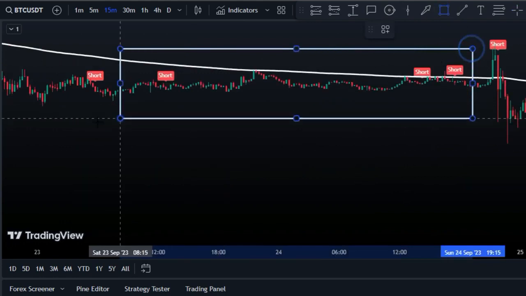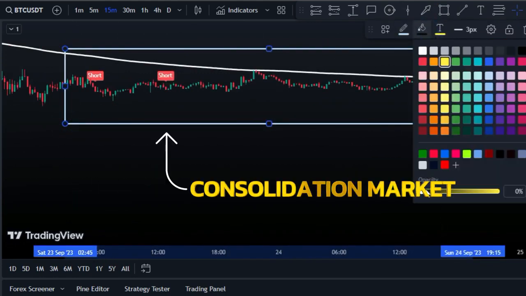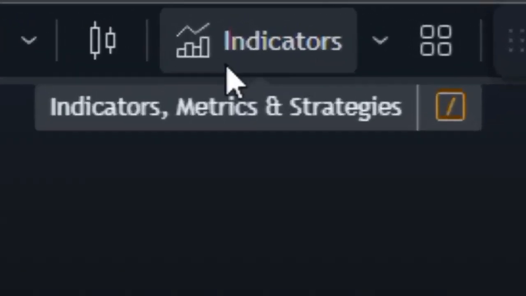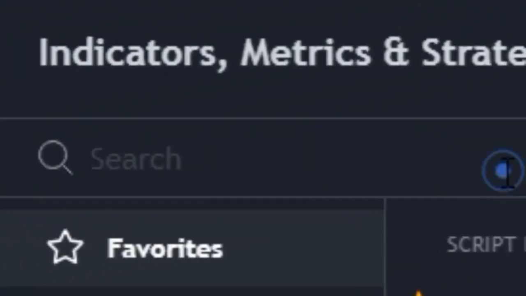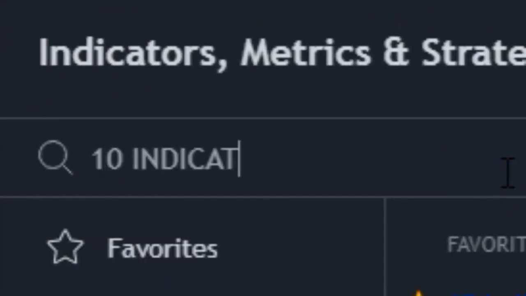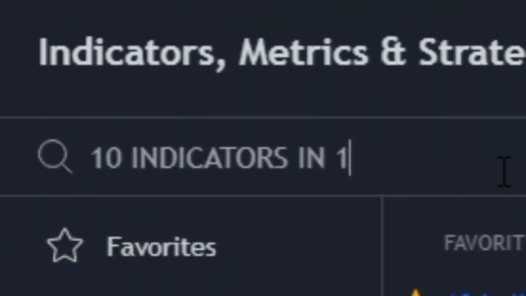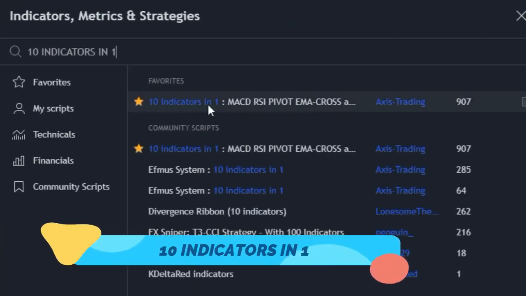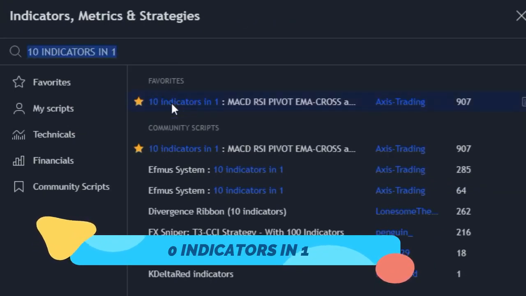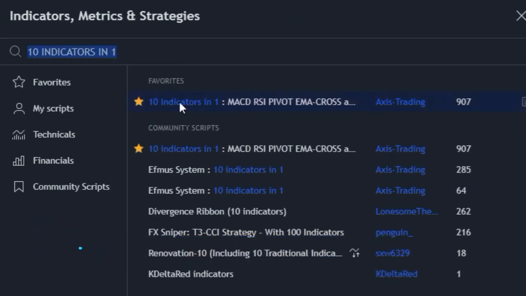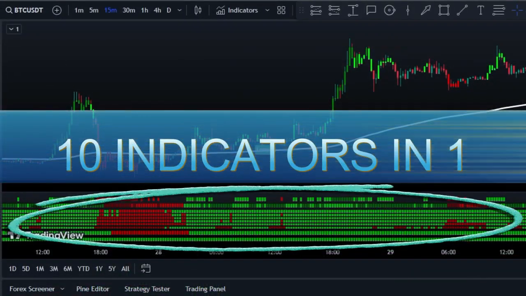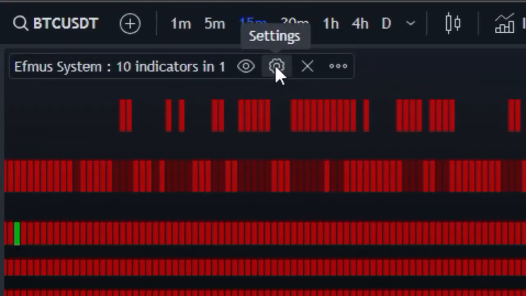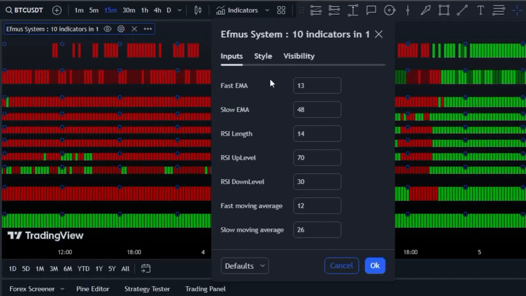But there's more. Sometimes the EMA indicator alone isn't enough to make good decisions. That's where another tool called the 10 indicators in one comes in. It's like having a team of experts helping you out. After adding this tool, make sure to adjust its settings properly.